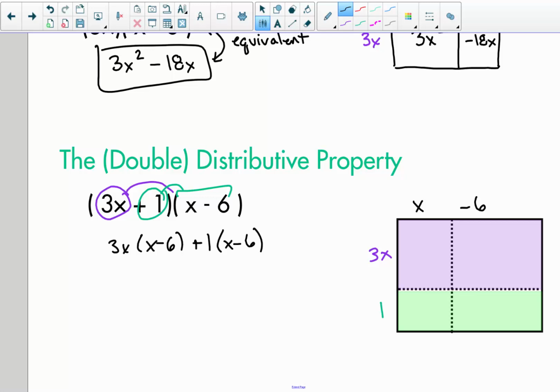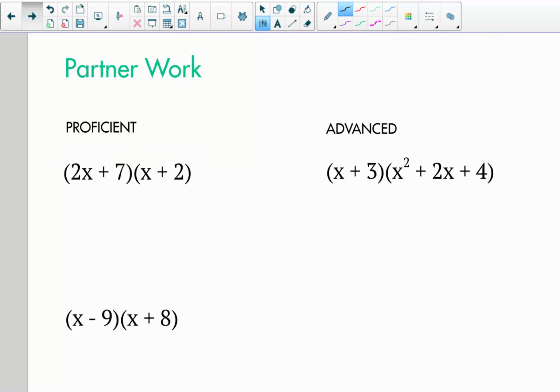And notice I'm not color coding here, but hopefully you're seeing each of those two terms. So that's the 3x, and that's the plus 1. And then you would just simply continue to distribute again, which are the little individual areas. So minus 18x plus 1x minus 6. And then condense your like terms, 3x squared minus 17x minus 6. So that's the double distributive property, which means that we've just done it twice.